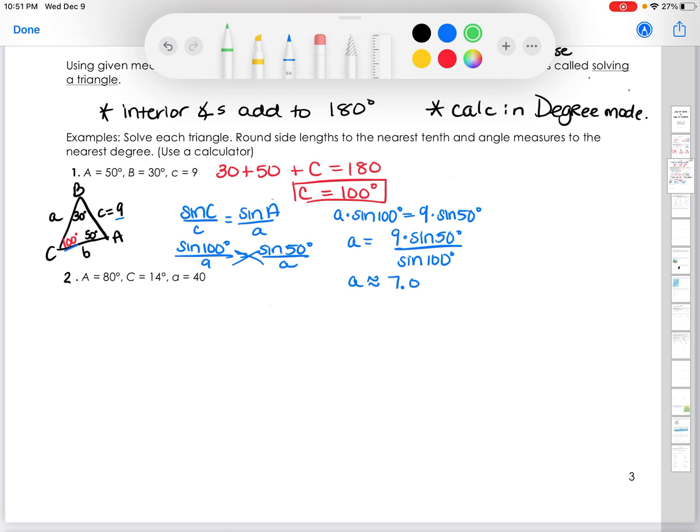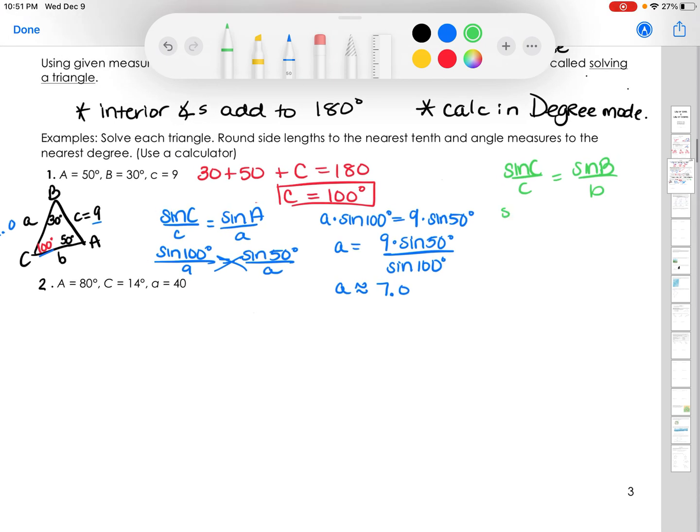Same exact concept, but now we can use this to find side b. So for side b, what I want to do is the same idea. I'm going to use sine C over c, but now I just want to use sine B over b. And again, we're going to just put in what we know. So we have sine of 100 degrees over 9 is equal to sine of 30 degrees over lowercase b, and we'll cross multiply. So b times sine 100 is equal to 9 times sine of 30, and then we'll divide. So b equals 9 sine 30 over sine 100.